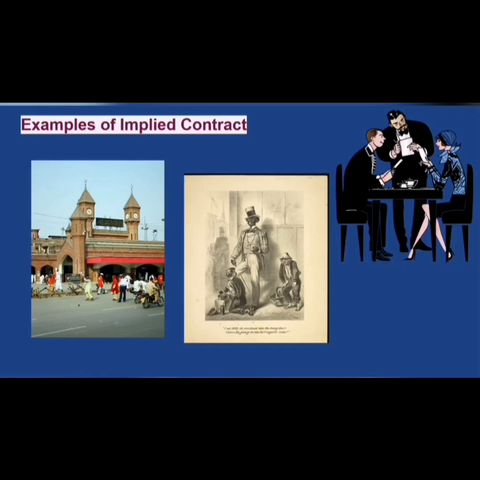So this is a very simple, easy example of implied contract. So is the case with the shoe shiner boy. When the shoe shiner boy picks up your shoes for shining purposes and you allow him to do so without any words from the shoe shiner or from your side, it is an example of implied contract.